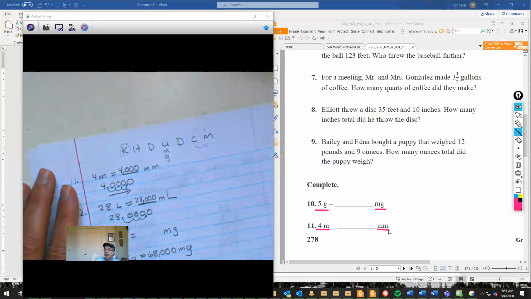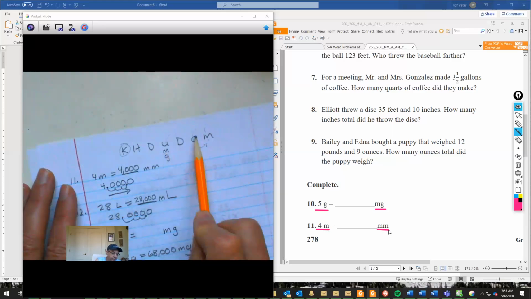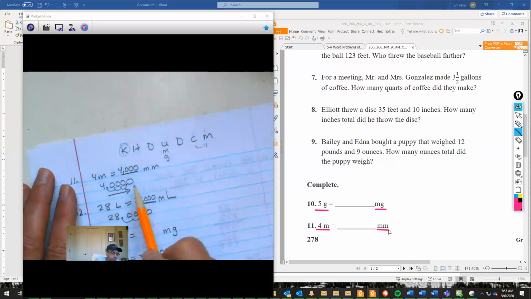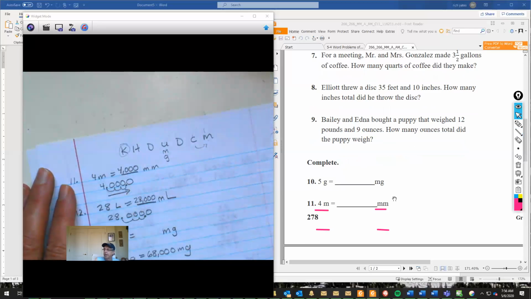Number 11 was 4 meters equals blank millimeters. I move the decimal to the right 1, 2, 3 times because I'm converting from meters, the base unit, to millimeters. 1, 2, 3. I think I said 4 on the last one. I'm sorry about that. I'm going to say 1, 2, 3 times over to the right. So I move the decimal over 1, 2, 3 times, annex a few zeros to make it easier to move, and end up with 4,000 millimeters is equal to 4 meters. I'm going to go on to number 12.